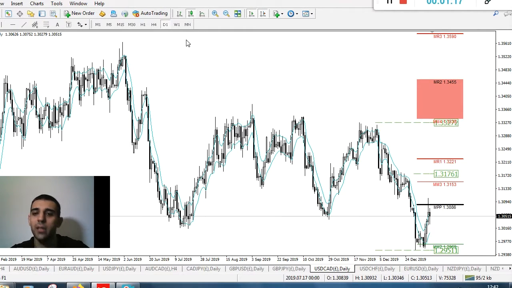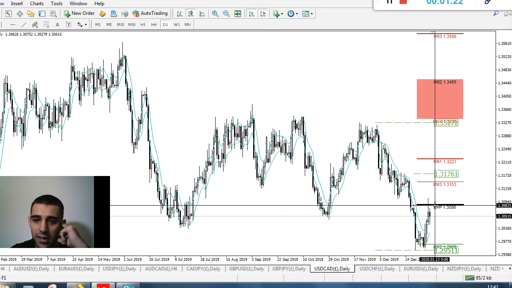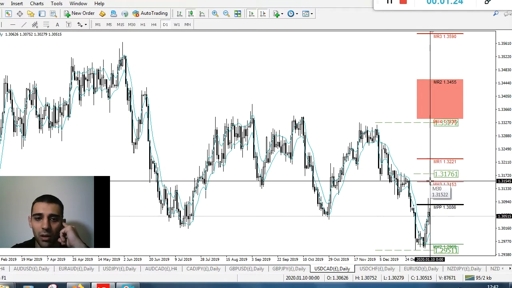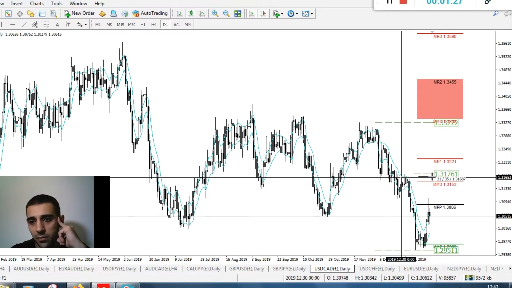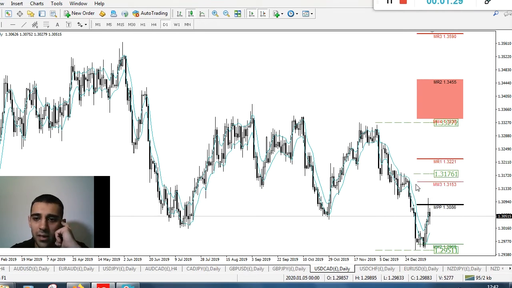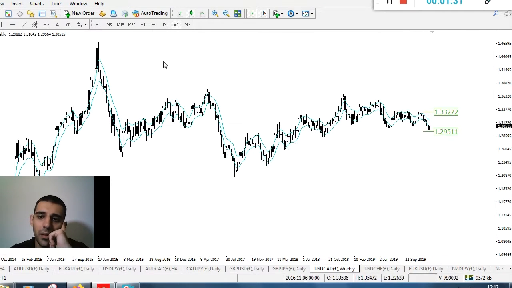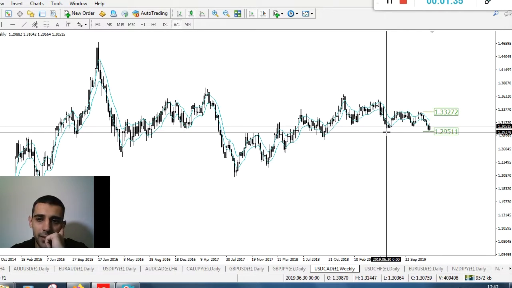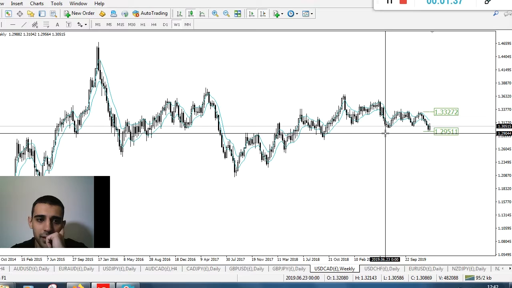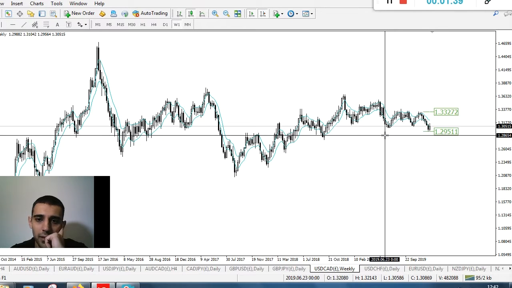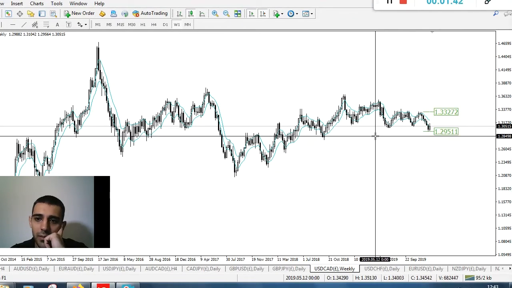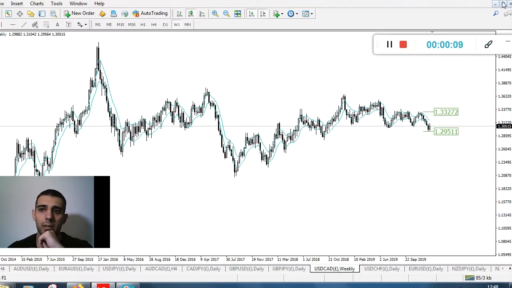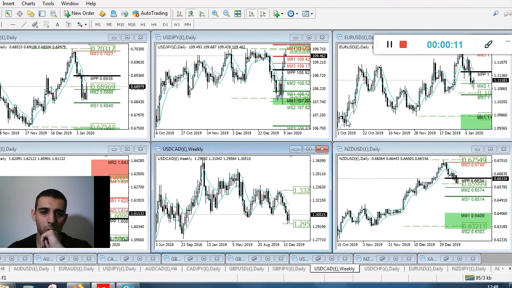In this case, it still looks for a short side, unless it starts showing a lot of bullish strength and might break these highs up here. It is still looking for a short side play. And this is actually, yeah, this could be a good target. Okay, now let's move on to the next one.